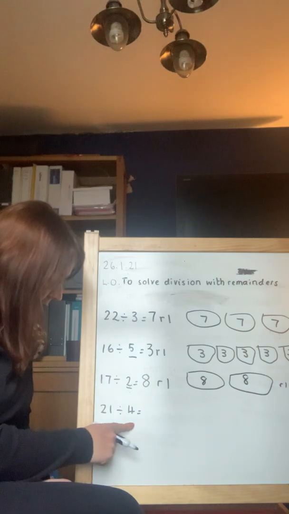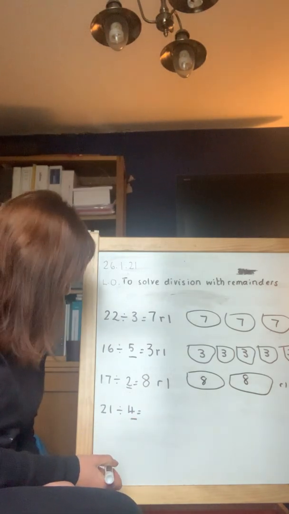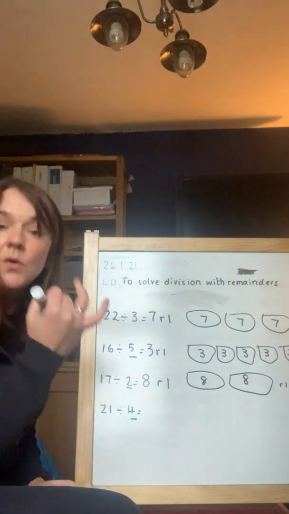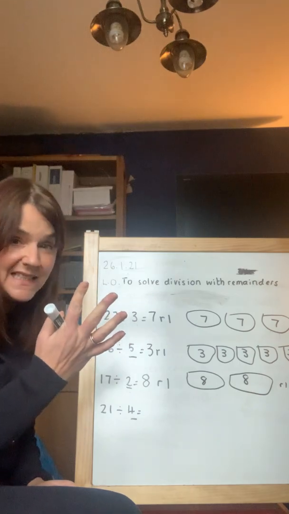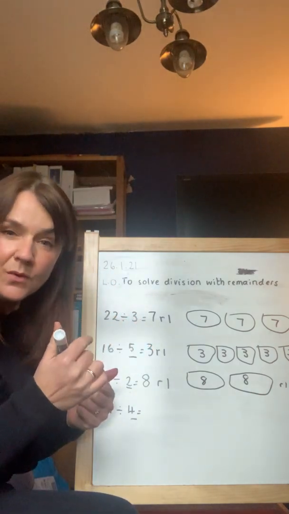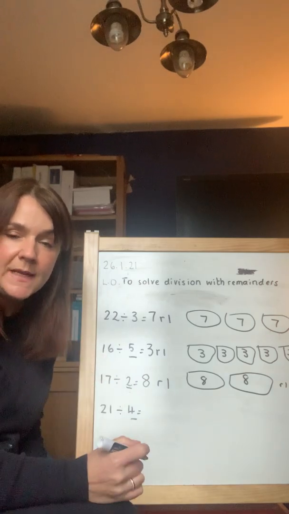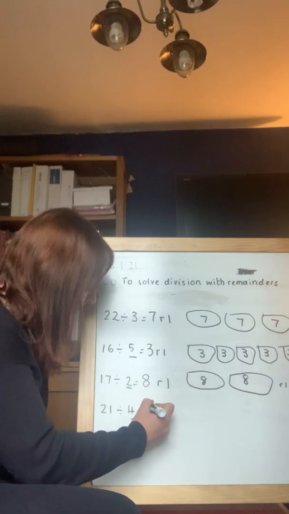This time, the divisor is 4, so which times table do we use? The 4 times table. 1 4 is a 4, 2 4s are 8, 3 4s are 12, 4 4s are 16. Can we do 5 4s, 20? Can we do 6 4s? No, because 6 4s would be 24. That would be too much. So 21 divided by 4 is 5.